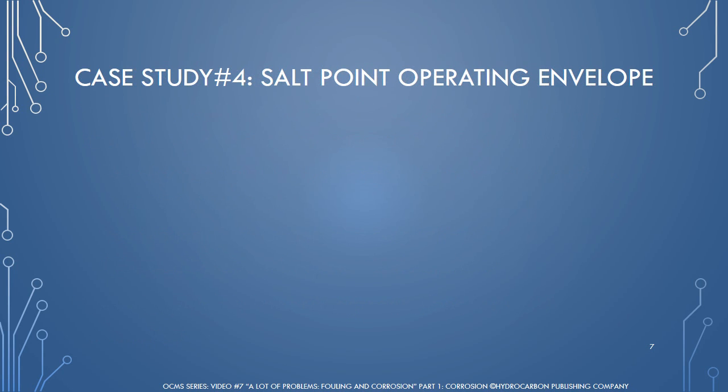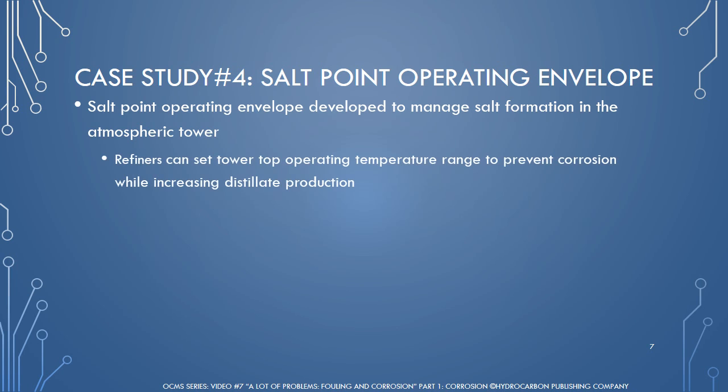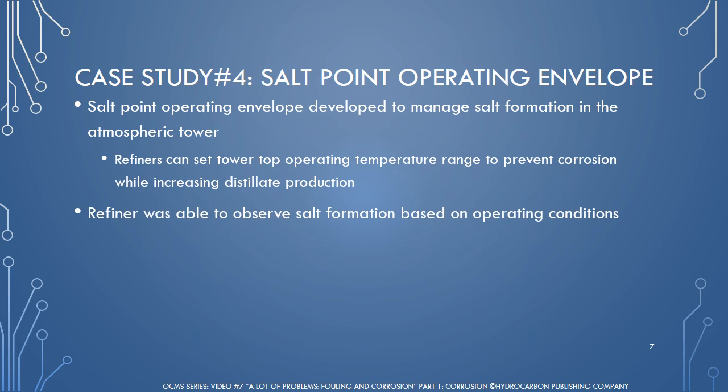A vendor and a refiner worked to develop a salt point operating envelope to manage salt formation in the atmospheric tower, allowing the refiner to set the tower top operating temperatures in a safe range to prevent corrosion while also increasing distillate production from the tower. Based on the developed salt operating envelope, the refiner was able to see the amount of time salt was being formed in the tower based on operating conditions.